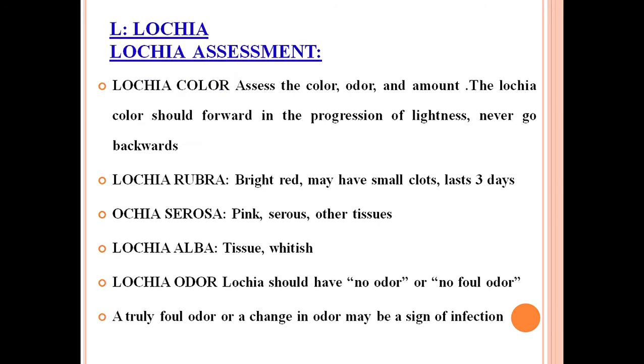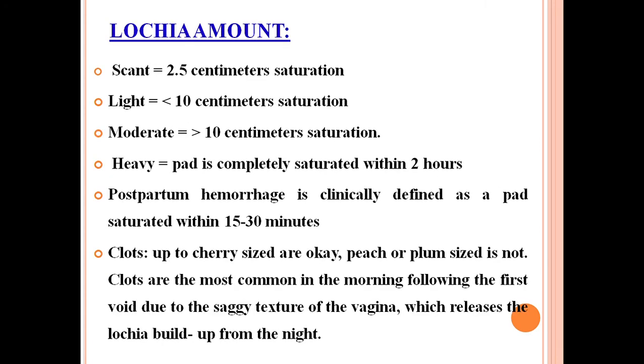Next is L for lochia. Lochia assessment: assess the color, odor, and amount. The lochia color should progress forward in lightness, never go backward. Lochia rubra is bright red, may have some clots, and lasts 3 days. Lochia serosa is pink and serous, and other tissues are included. Lochia alba is whitish in color. Lochia should have no odor and no foul smell. A truly foul odor or change in odor may be a sign of infection.